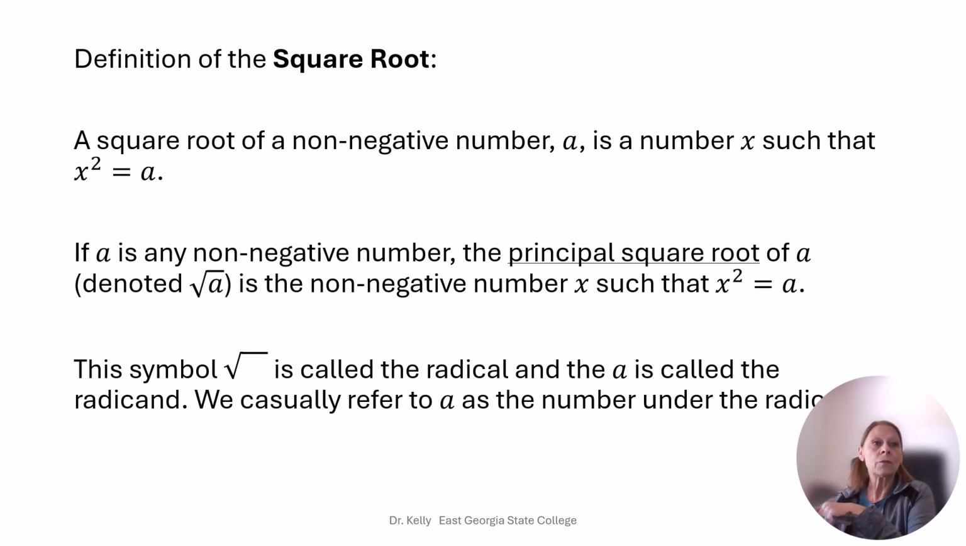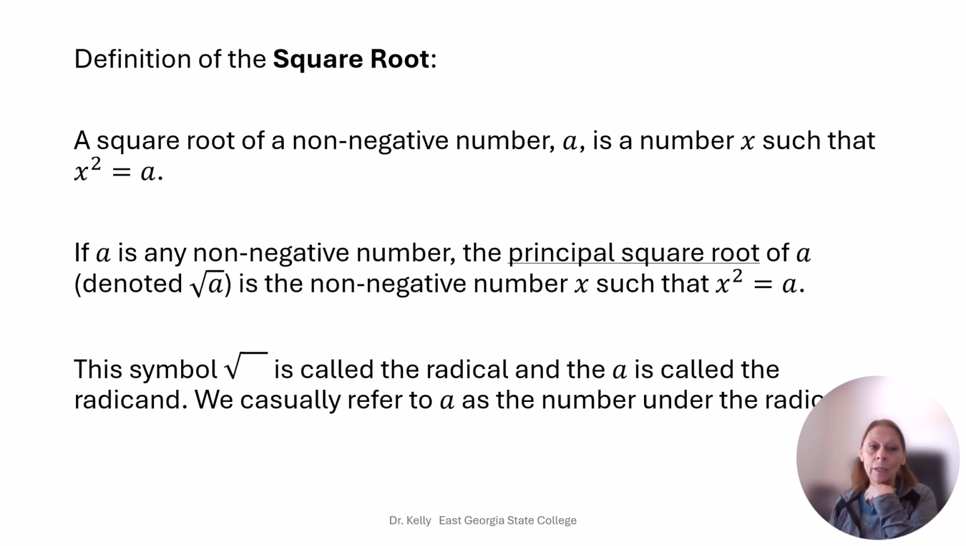The definition of the square root of a non-negative number a is the number x such that x squared is equal to a. That's what a square root is. If a is a non-negative number, the principal square root of a is denoted by the square root of a, which I have written here, and is the non-negative number x such that x squared is equal to a. I'll explain later in the next slide.